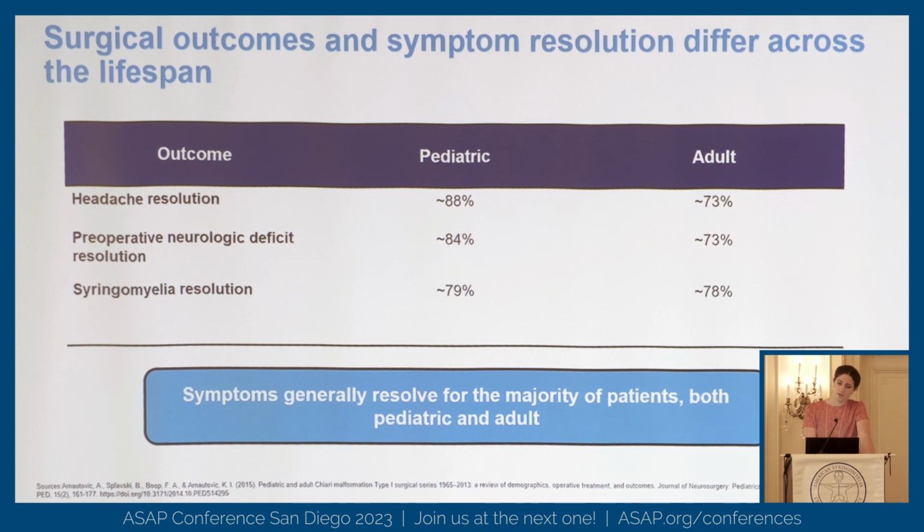Same thing with preoperative neurologic deficit. Children do slightly better than adults, but overall, everybody does really, really well. And same thing with syrinx resolution. So syrinx resolution, which is an objective measure, we look at it on an MRI 3 to 6 months later, did that syrinx get better? Almost 80% of the time in both adults and kids do we see some resolution of that. So this is really good news, that this is a complex problem with a nebulous presentation in adults and kids, but everybody does really well after surgery.